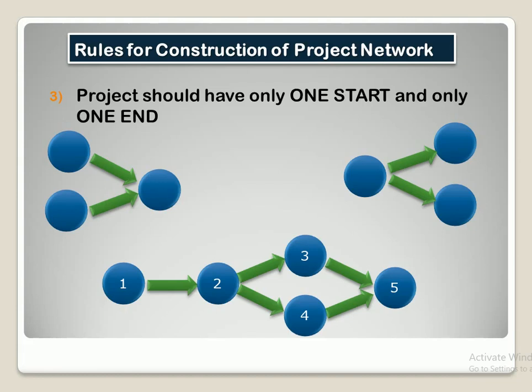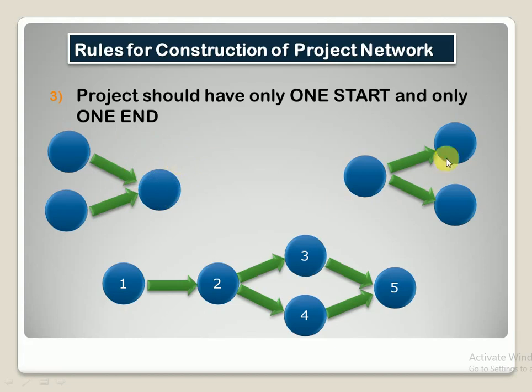Here three examples are given. In the first example, you can see that two activities are going on, right? But these two activities have different start nodes, and both activities are ending at only one node. But as per the rule, the project should have only one start node and only one end node. So this example is incorrect.